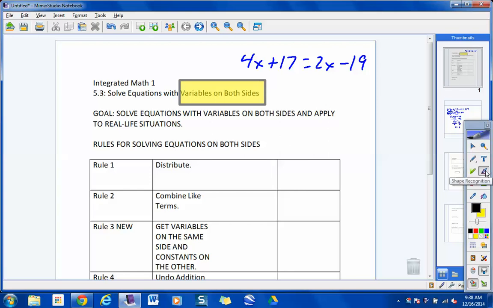All right, so goal-wise. Talk to me goal-wise. Who would volunteer to read that for me? My goal. How about a volunteer to read that? Solve equations with variables on both sides and apply to real-life situations. Solve equations with variables on both sides, and maybe we should apply it to a real-life situation. Oh, geez. Okay, no worries.